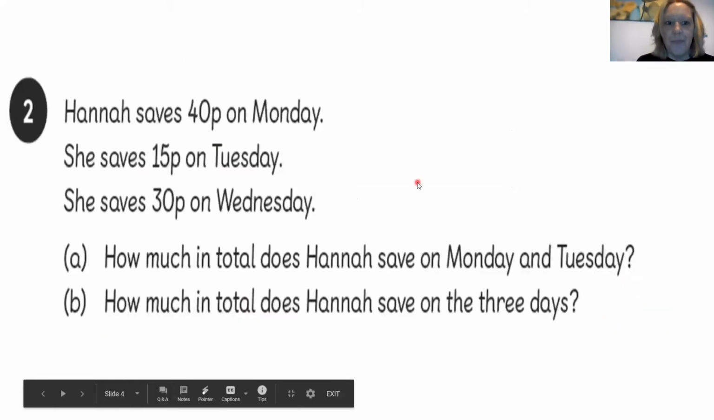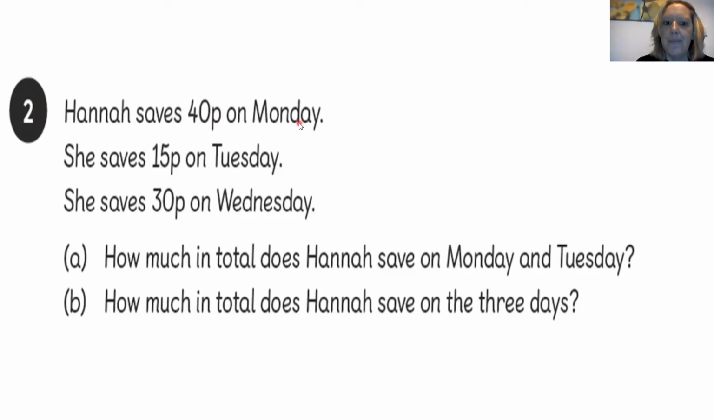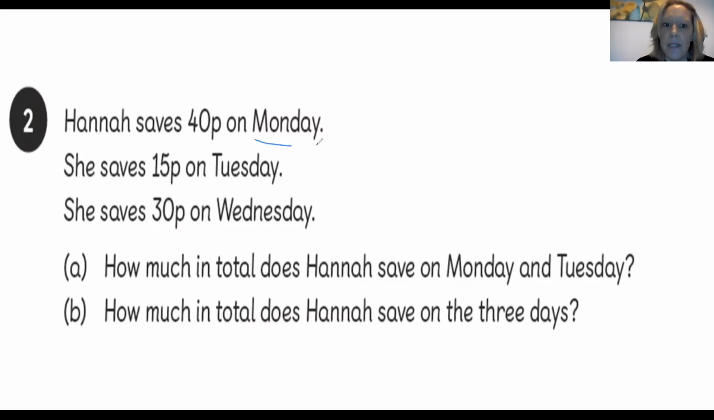Okay, my next question for you. Hannah saves 40p on Monday. She saves 15p on Tuesday. She saves 30p on Wednesday. So the first question, which I want you to have a go at, how much in total does Hannah save on Monday and Tuesday? So let's be having a look. On Monday, she saves 40p, and on Tuesday, she saves 15p. Have a little go at working that out. Pause the video and I'll show you the answers in a minute.